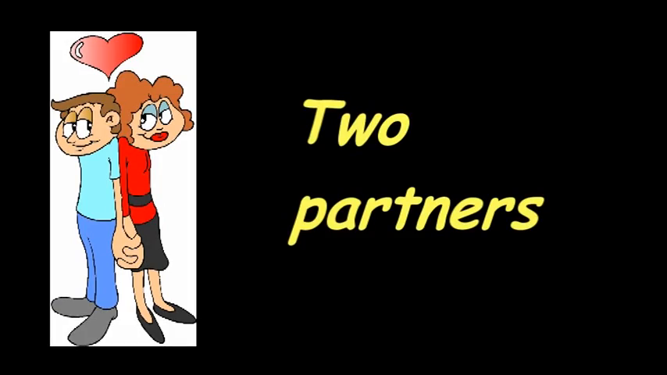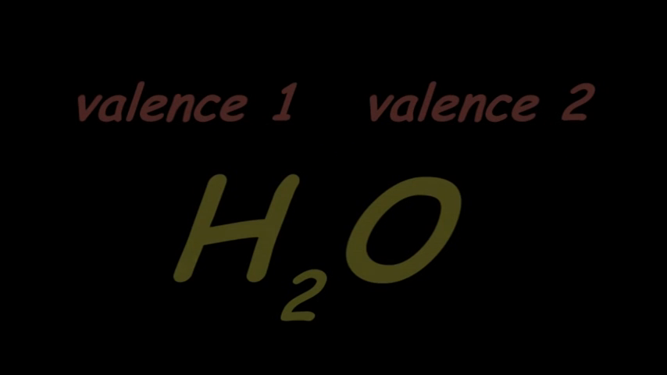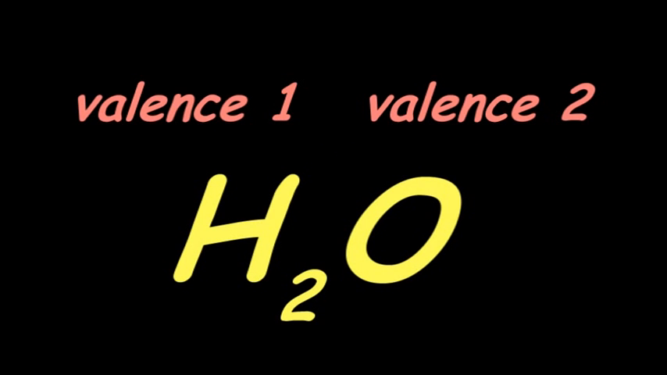Simple compounds have two combining partners. Each partner has a valence, which means combining power. Here in water, the hydrogen has a combining power of 1. But oxygen has a combining power of 2. So the oxygen bonds with 2 hydrogen atoms.